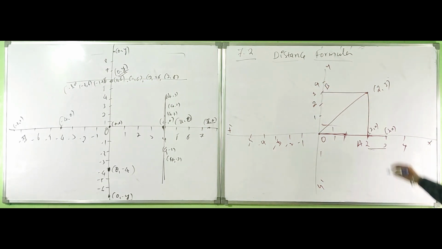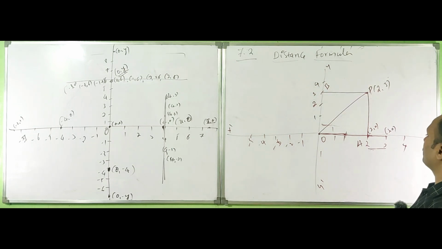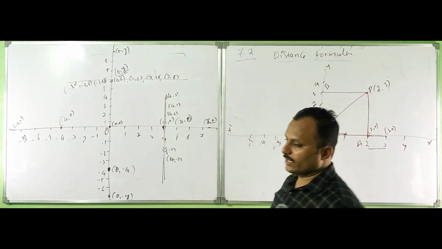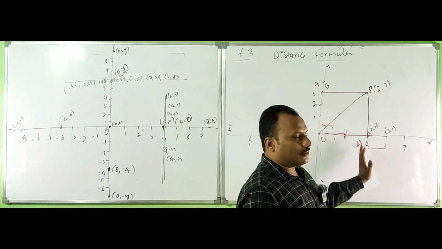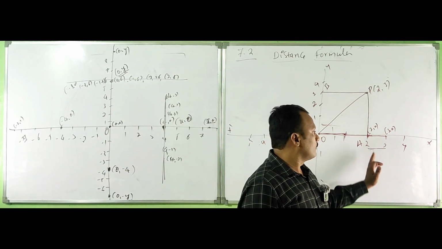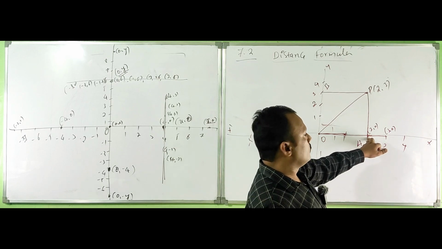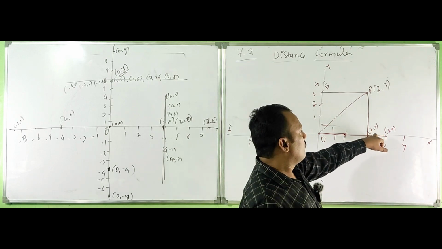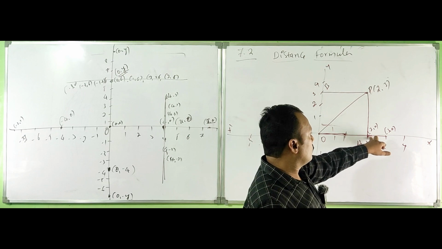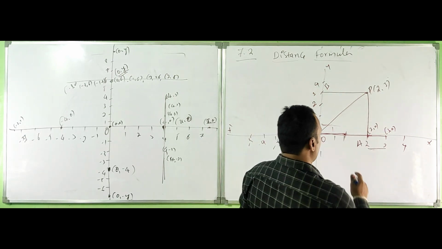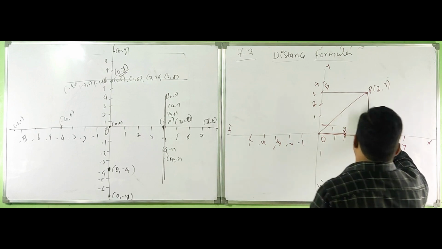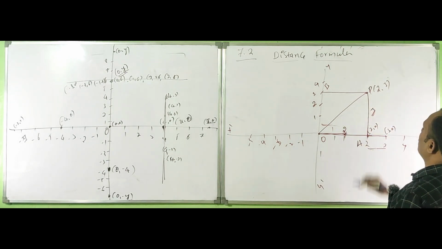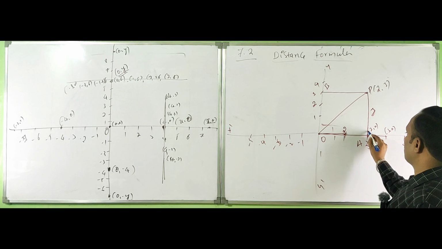Right. This is the point P. From O to A I have two units, and from this one, 0, to the y axis, this has three units. This has 2 units and this has 3 units. So this is the 90 degree angle I am making.